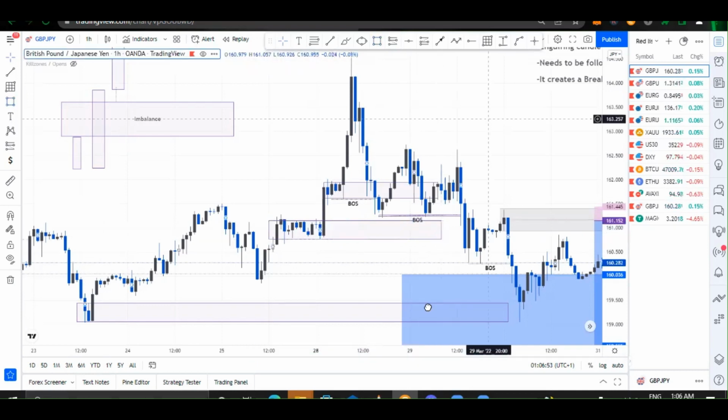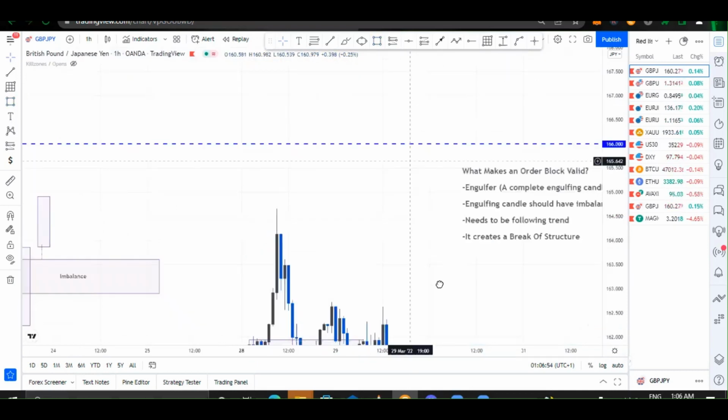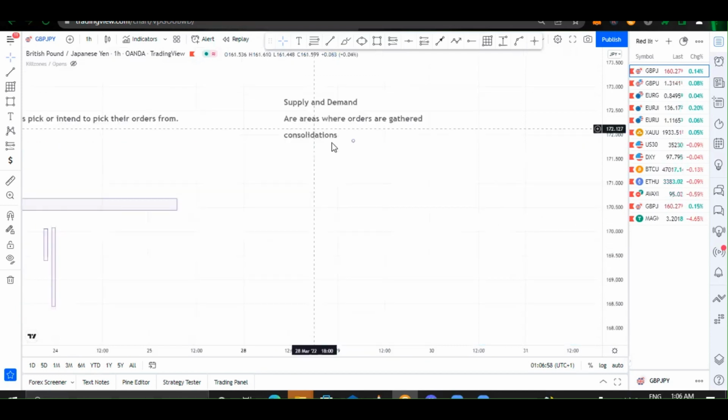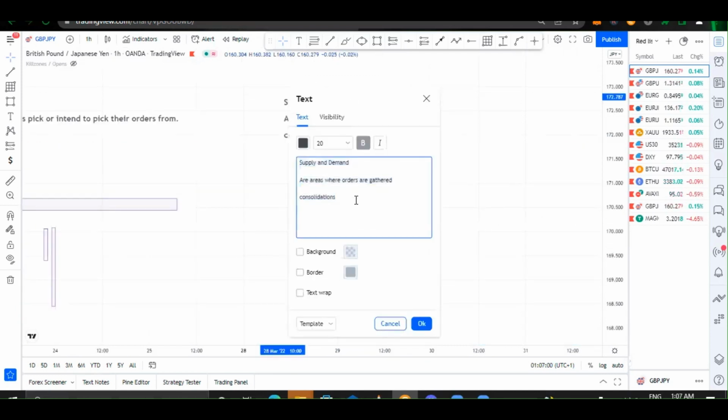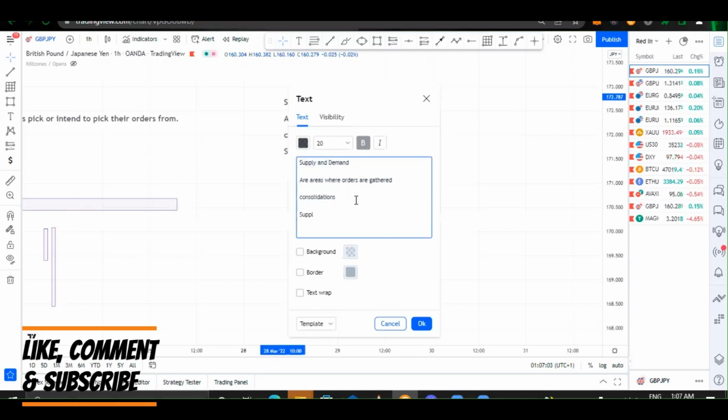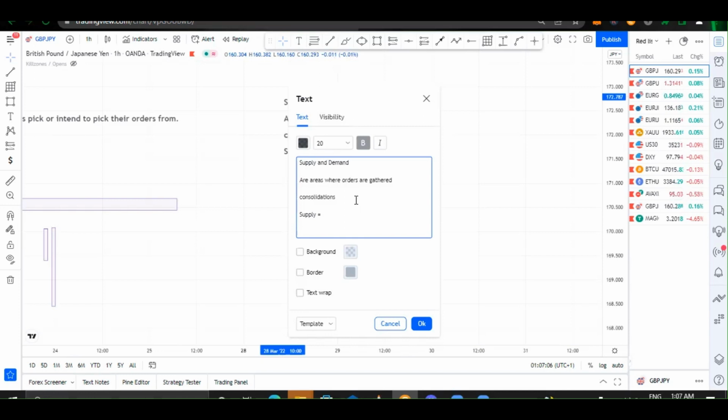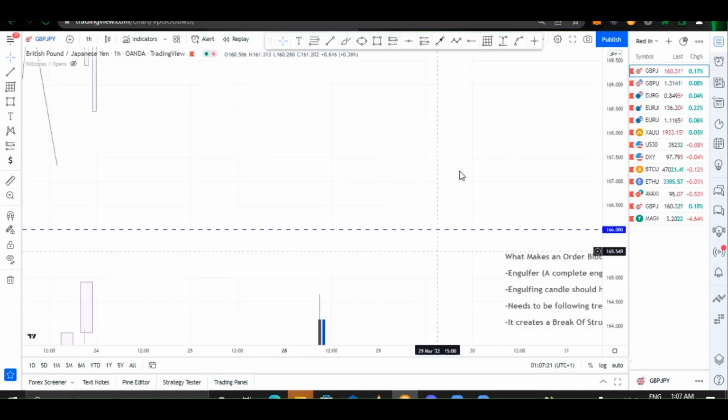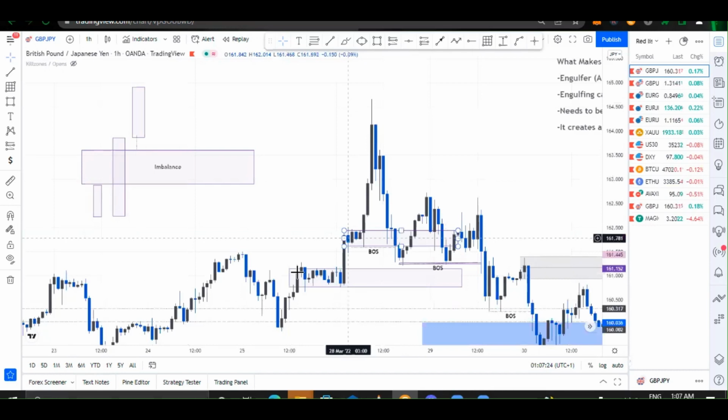So what are areas of demand? What are areas of supply? Let's look at it this way. Supply equals resistance, at the top, while demand equals support because it's at the bottom. So like what we are looking at here, this one's at the bottom, so these are demand zones.